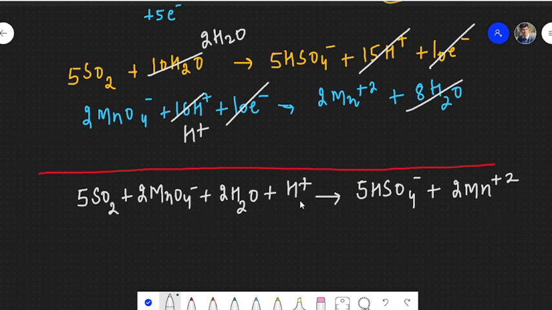Now let's calculate the charge on both sides. On the reactant side you have 2 negative and H positive, so overall -1, and on the product side you have 5 negative and 2 positive, so -1. So the charge is balanced, and hydrogen, oxygen, everything is absolutely balanced. So this is the way to balance by the half reaction method.